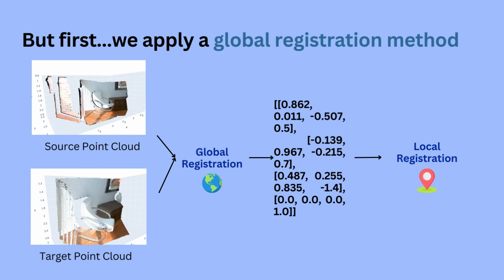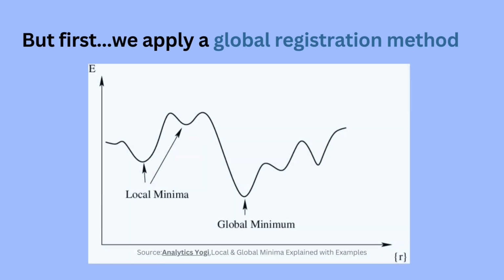And so to mitigate that, what we usually do is we first register these point clouds using a global registration method that allows us to get closer to the global minimum. And then with the help of local registration methods, such as the ICP, we are converging to the global minimum more efficiently, and we're accurately registering these two point clouds. So it's very important to use the global registration as an approximate alignment as an initial step, and then apply the local registration methods for more fine-tuned results.